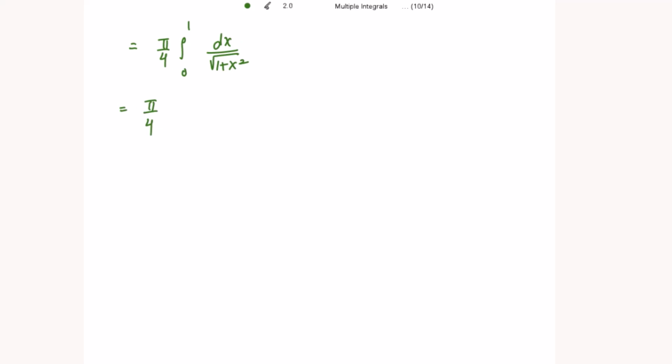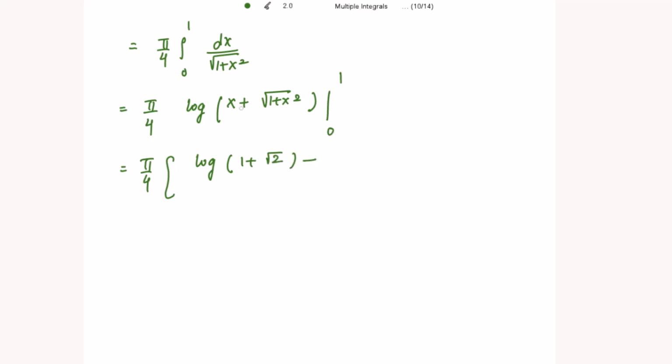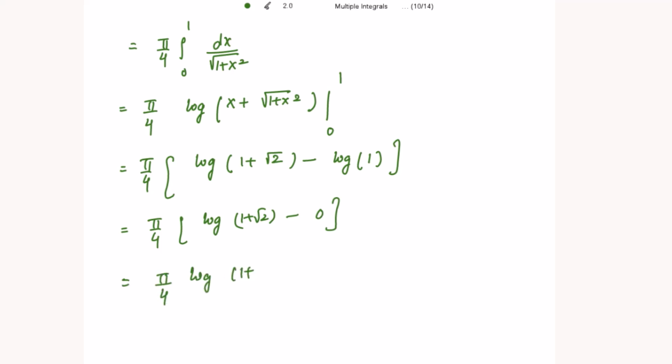Now integration of 1 over square root of 1 plus x square is, yes, log of x plus square root of 1 plus x square. Very fine. From 0 to 1. Putting the limits now. Putting 1, this is log of 1 plus square root of 1 plus 1, that is square root 2. So this is 1 plus square root of 2, minus. Putting 0, you get log of 1. So this is equal to pi by 4 times log of 1 plus root 2 minus log of 1, which is 0. So your final answer is pi by 4 log of 1 plus square root 2.